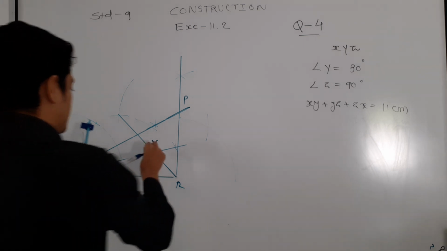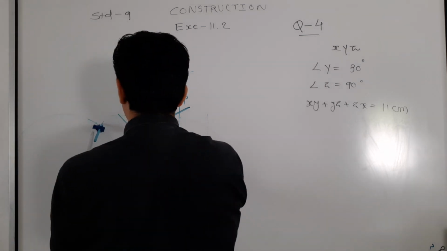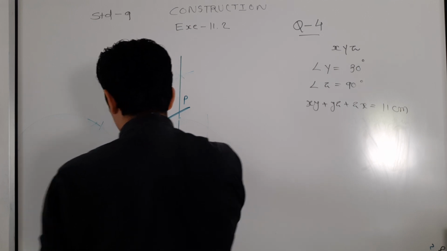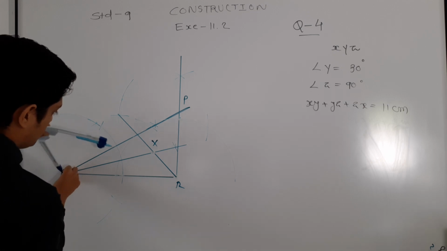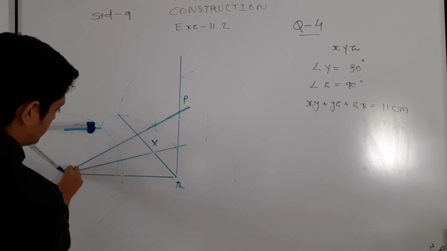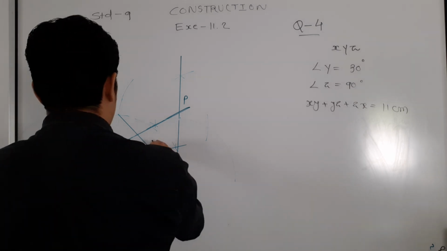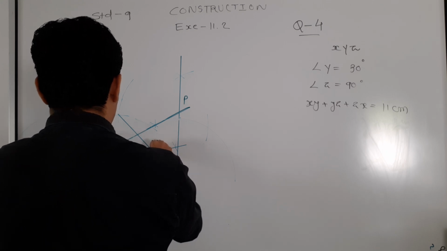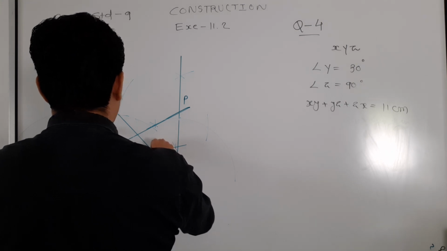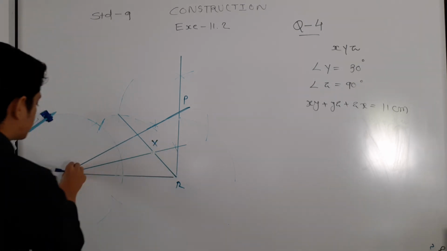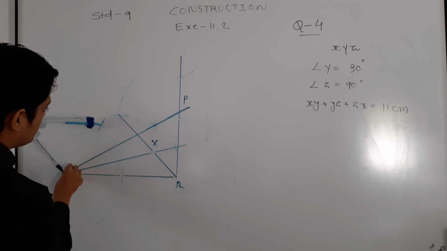Okay, one here, and again one point we will get here and one here. Yes, again, because here so many arcs are there, so arcs will be mixed up. You should be careful.